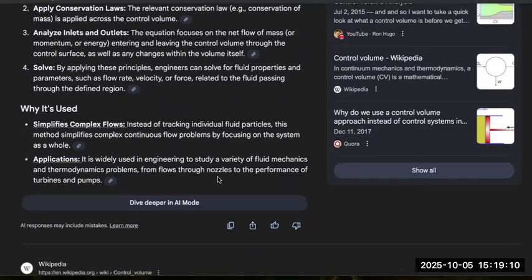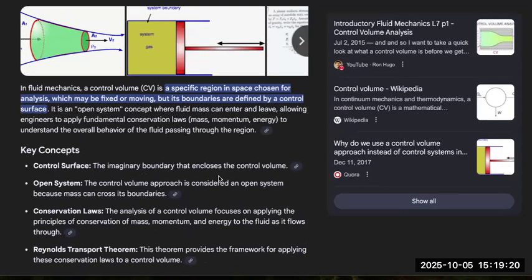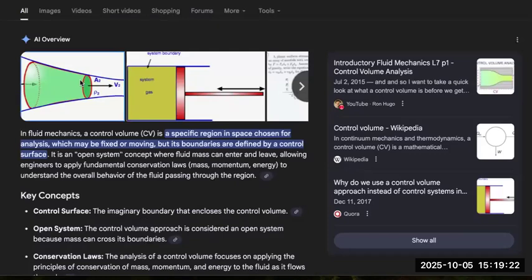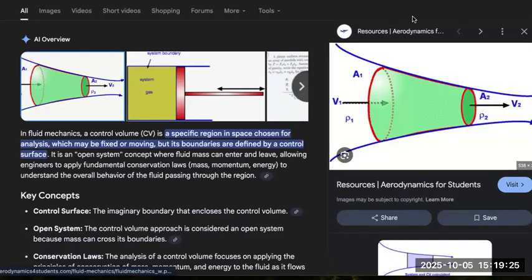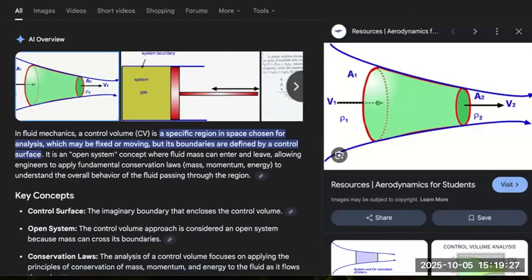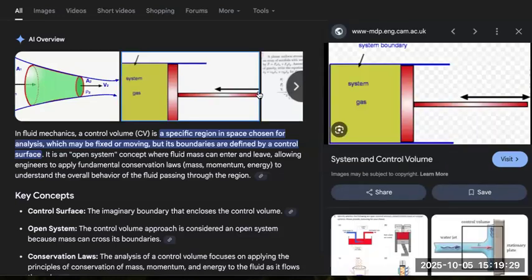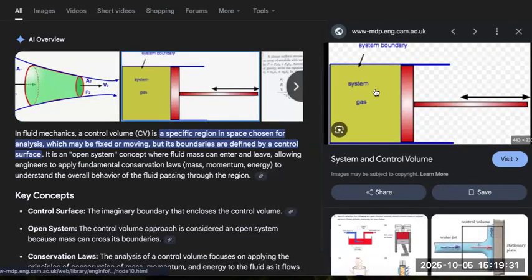And what are the applications? It is widely used in engineering to study a variety of fluid mechanics and thermodynamics problems, from flows through nozzles to the performance of turbines and pumps. Let's look at a few images. So this is like the system boundary, and then we have system and gas.